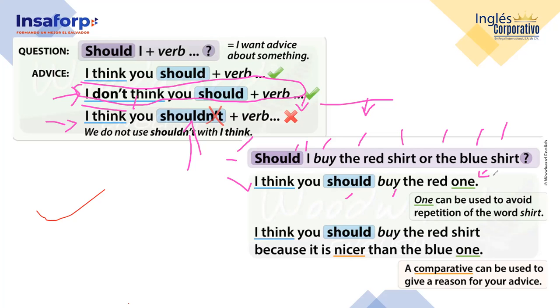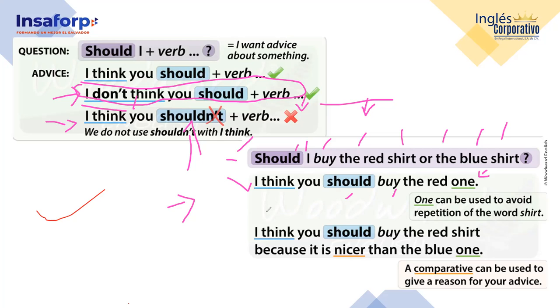Because you're asking for suggestion. ¿Cuál compro? ¿Red or blue one? And then you say, I think you should buy the red one. Y si le quiero decir que no compre la red one, ¿lo quiero hacer negativo? ¿Cómo sería? I don't think you should buy the blue one. Okay, good. So the negative part, it is going to be in I don't think.